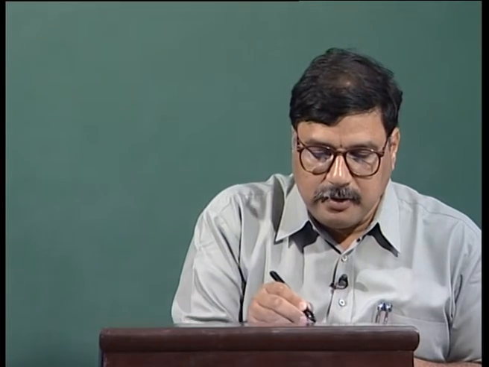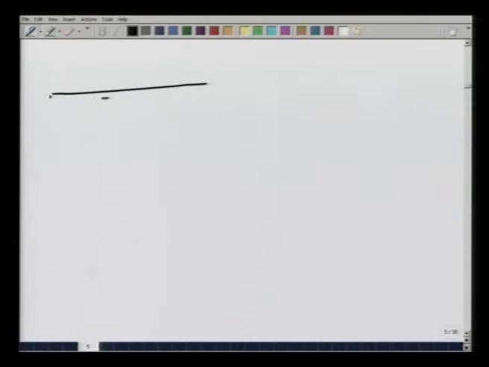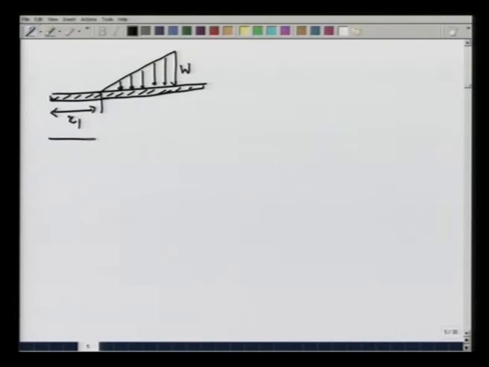Next, we consider triangular loading, in that I have a beam of some length L and it is loaded like this. Where the maximum load per unit length is W. The load starts at a distance x1 and goes all the way up to x2.